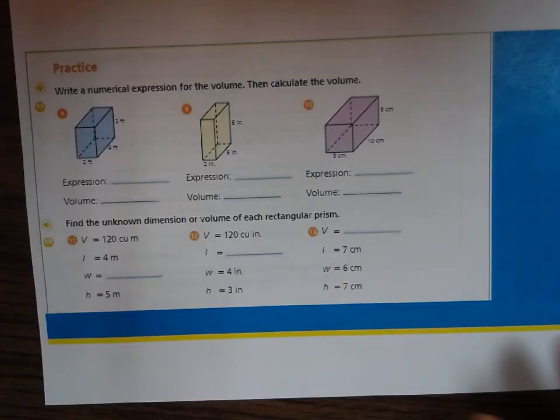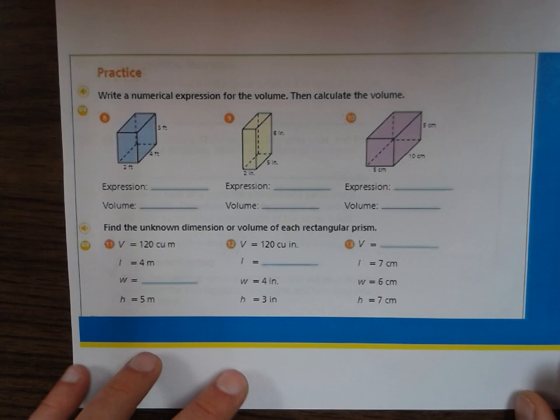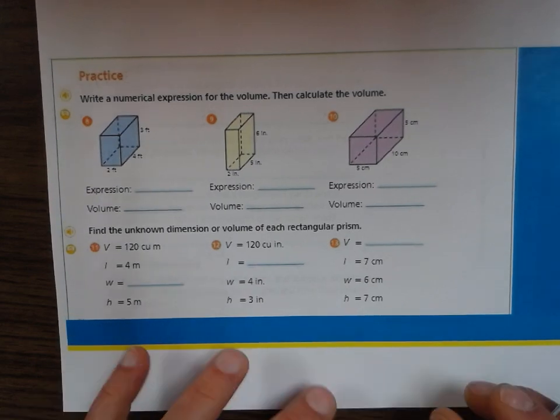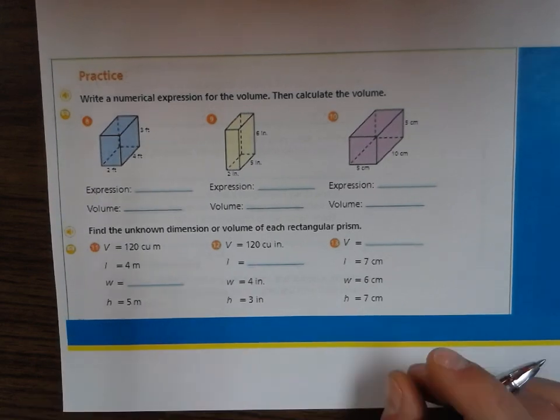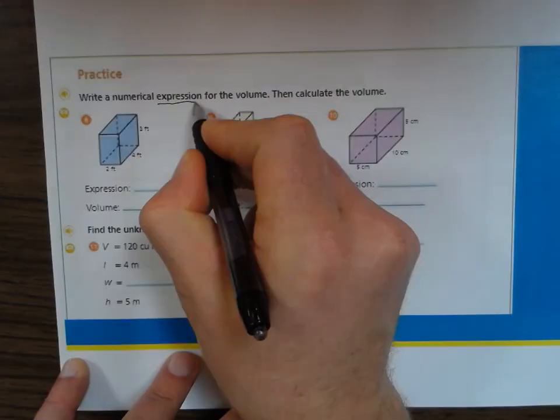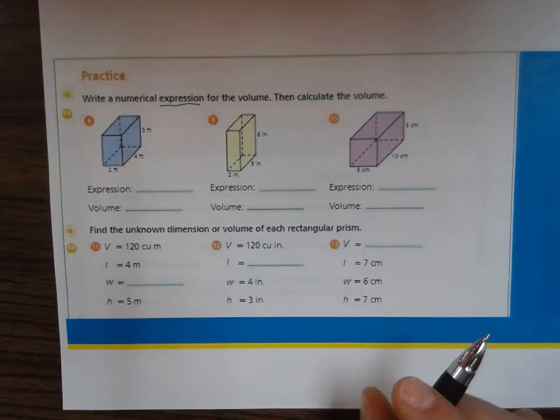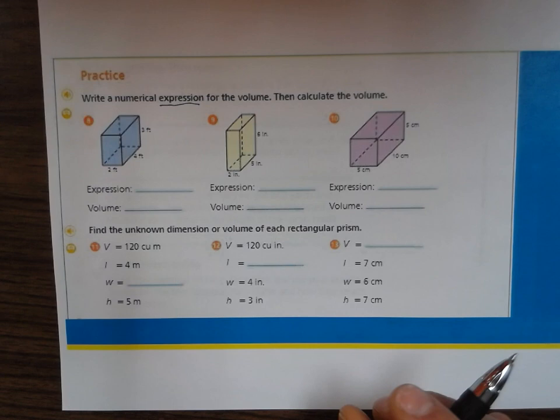All right, we're going to practice with some. We see some nice three-dimensional shapes here. It says write the numerical expression. Remember, expression does not have an equal sign. We're just going to write out what we're going to do for the volume. Then calculate the volume. So we have the expression. Let's just write down the numbers.